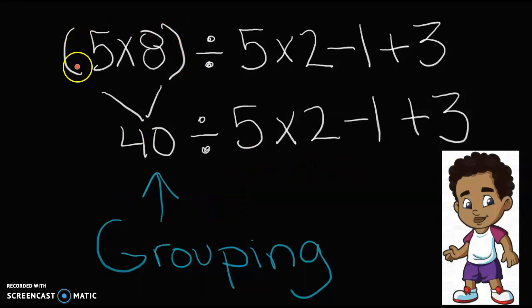I see that we have grouping right here. Let's go ahead and do our grouping first. We have 5 times 8. 5 times 8 equals 40. We've solved part of the problem already.